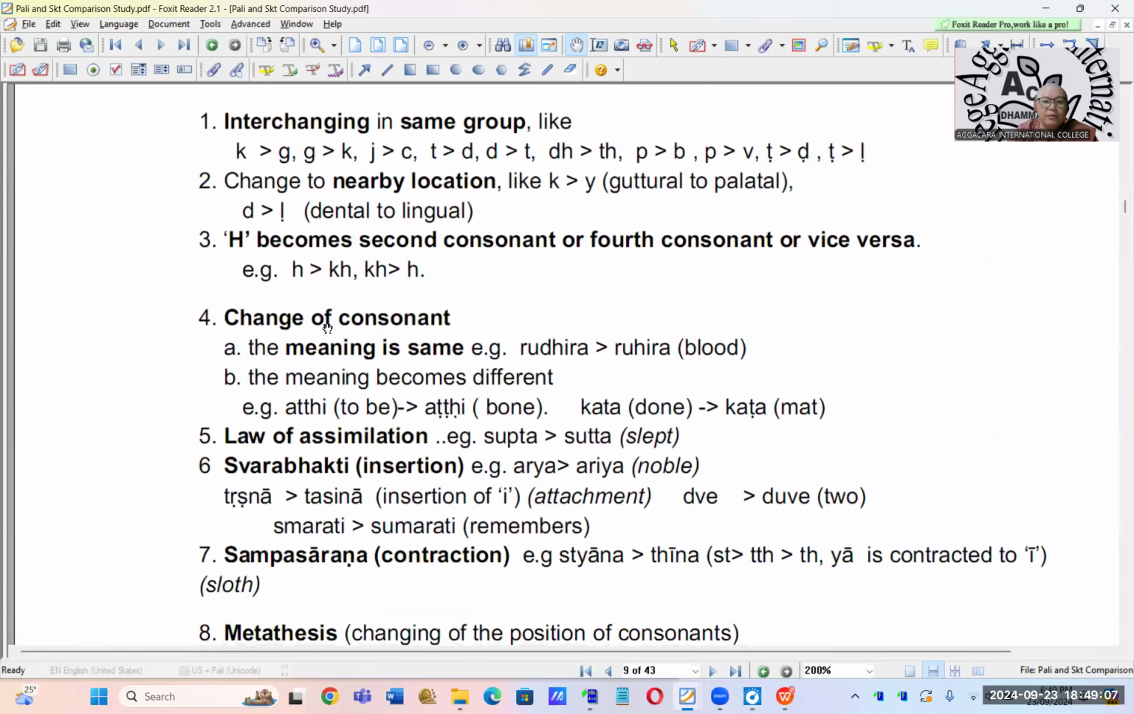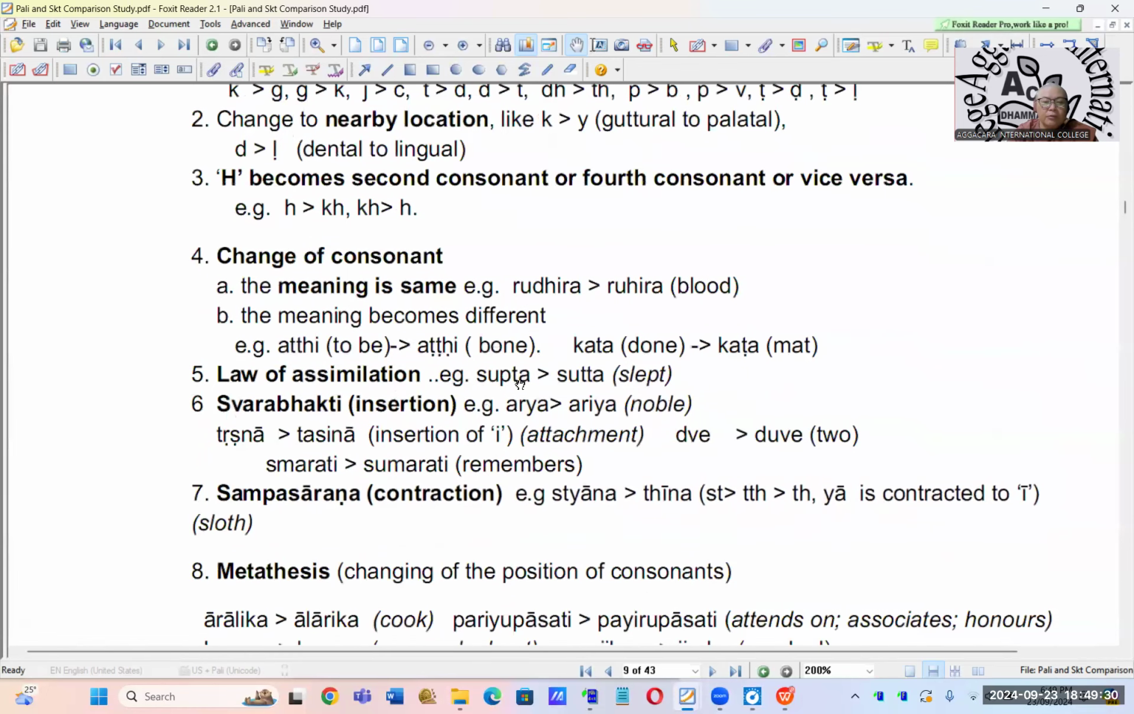And also sometimes when the consonant can totally change, as long as the meaning is same, like blood, Ludira is changed to Luhira, right? Where DH is changed to H, okay? Because the meaning is same. Right. Okay, so this one we see just now, law or assimilation. Supta, sleep, okay? From the word supati, change it. P and T become TTH.